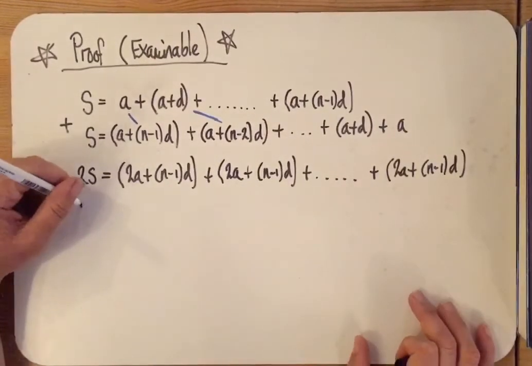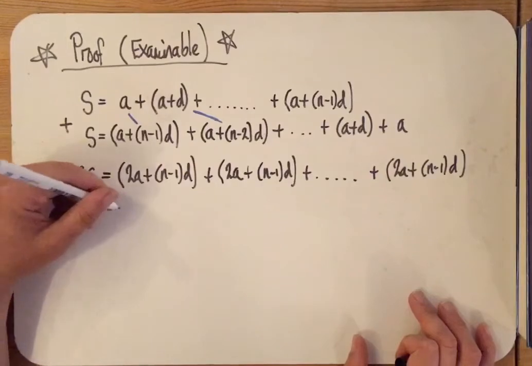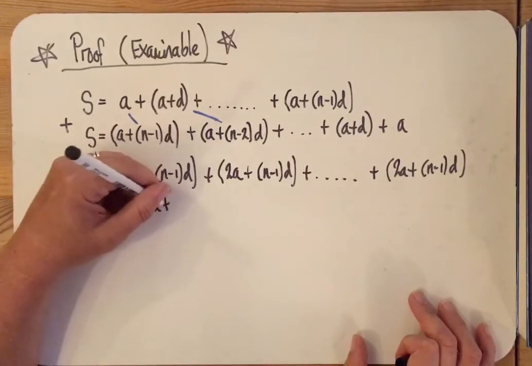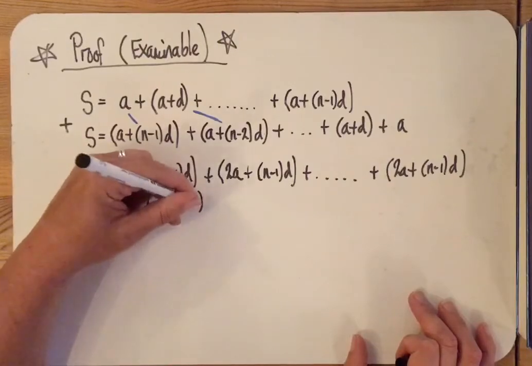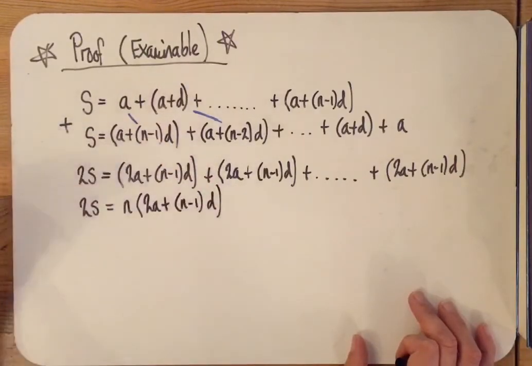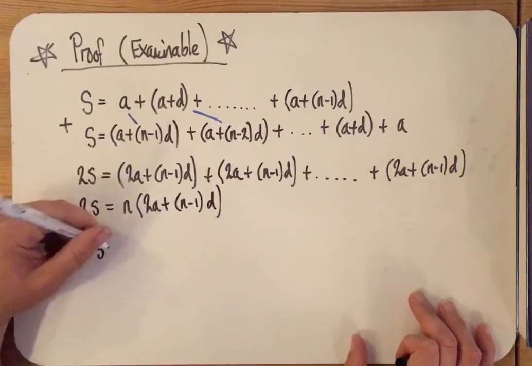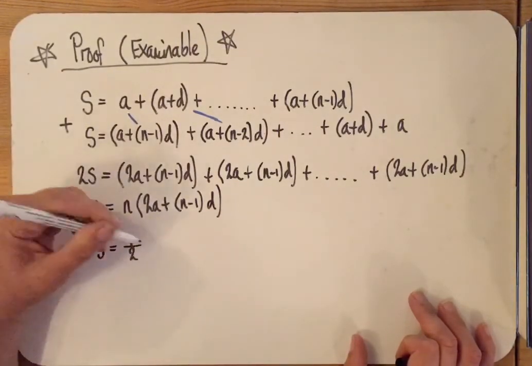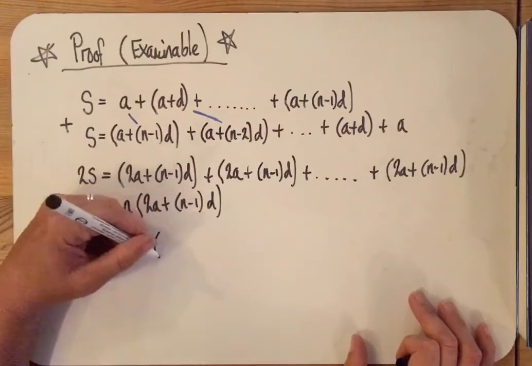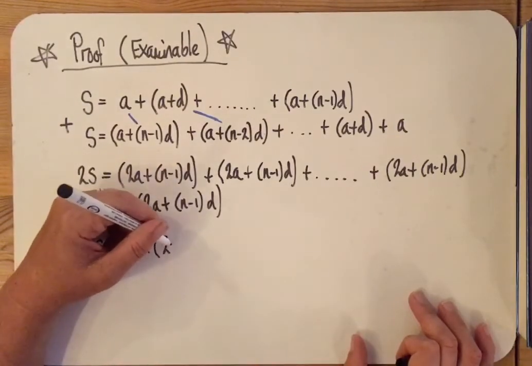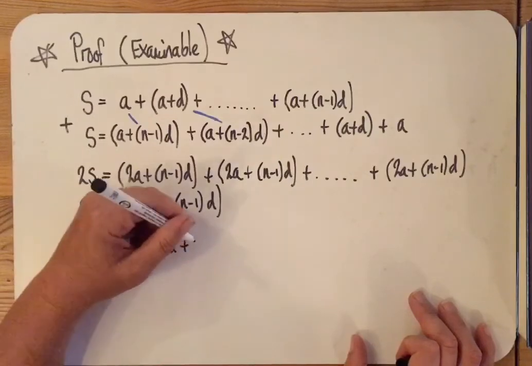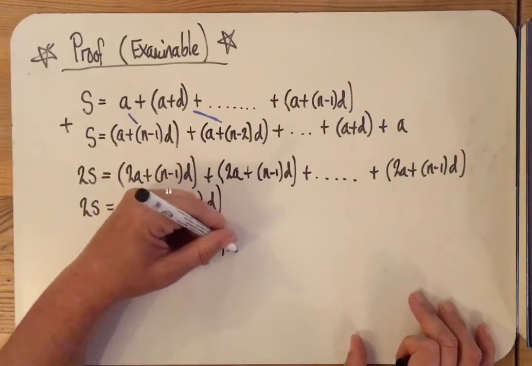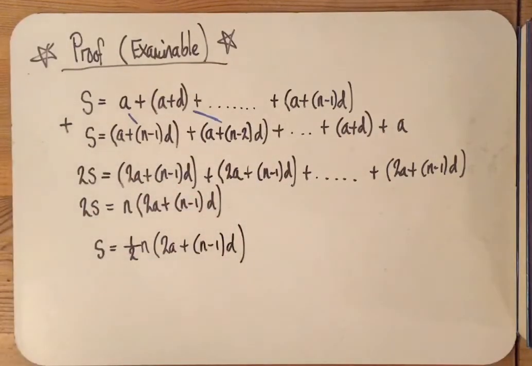And so 2S is equal to n lots of 2a plus n minus 1 d. And then dividing by 2 or timesing by a half, you get a half n lots of 2a plus n minus 1 d. And that's the formula you need to prove.